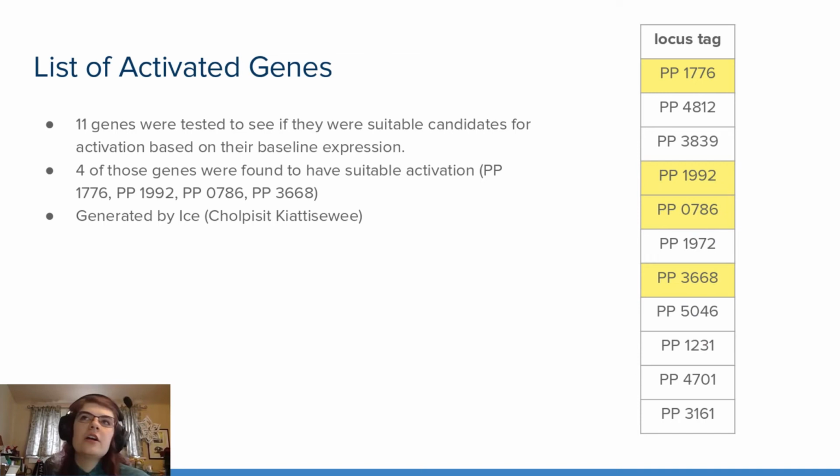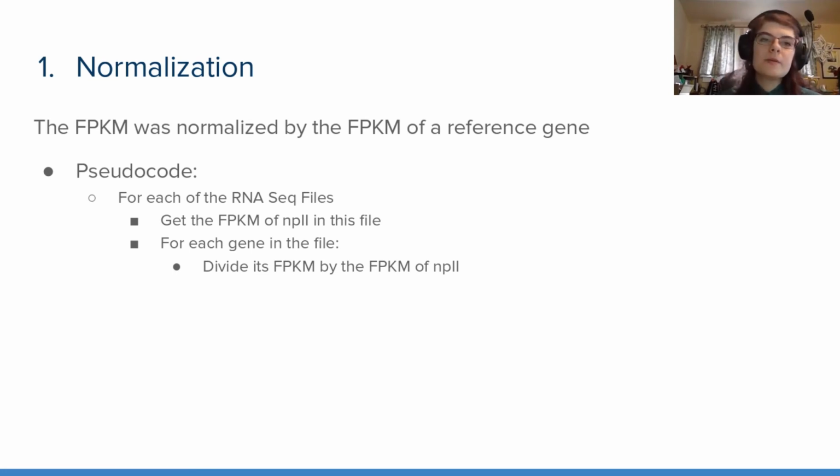Another super important data set was the list of activated genes. These are 11 genes tested to see if they were suitable candidates for activation based on their baseline expression, and 4 of those, the ones highlighted, were found to have suitable activation. This experiment was performed by ICE. So I'll detail the steps in this pipeline.